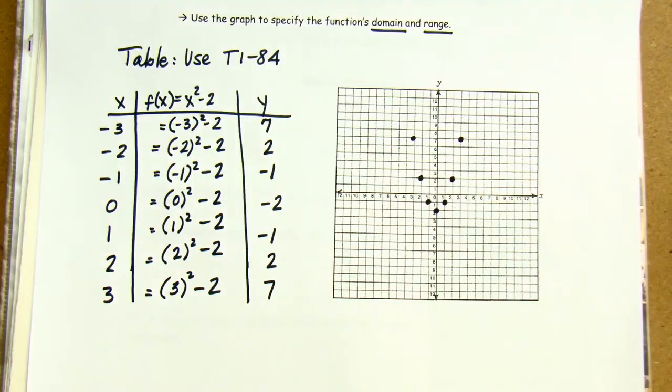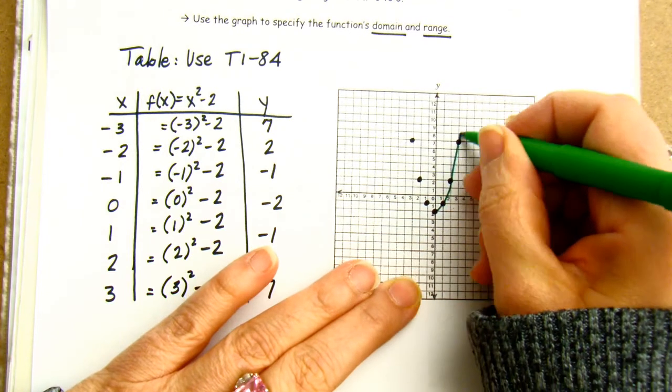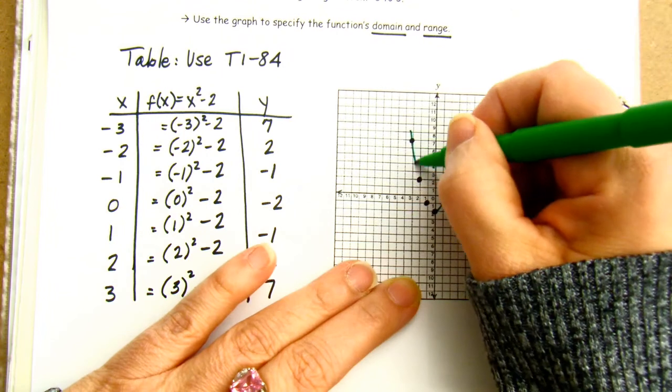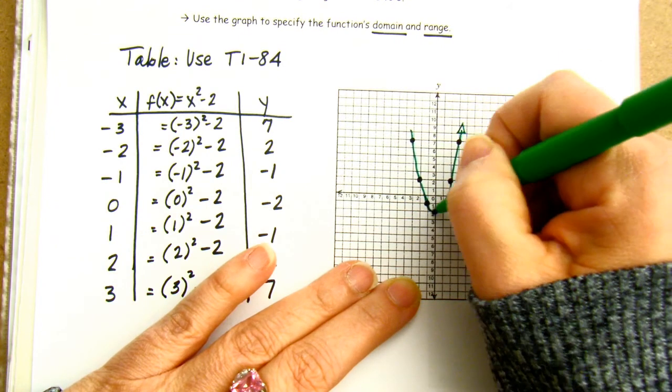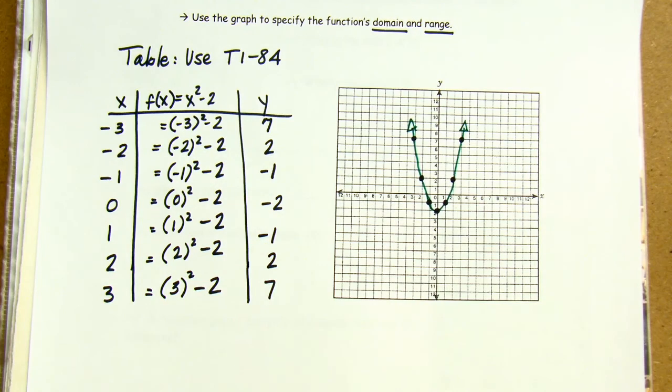I've got my dots. I can now draw my parabola. Try not to go too far past the last point with your graph, because that would indicate a stretch or a shrink. We'll be talking about that at some time when we do transformations of functions.